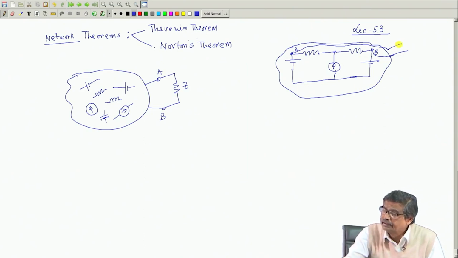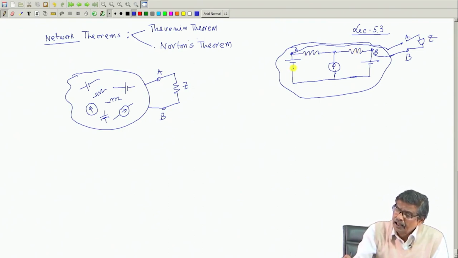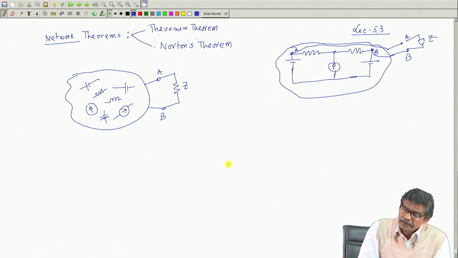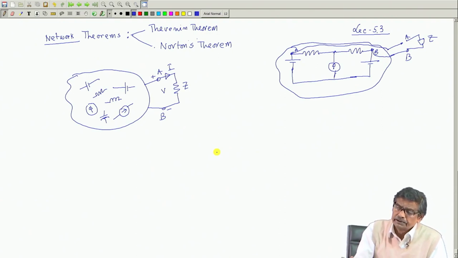This is the network and these are the points A and B, where I will connect an impedance Z. This could be RLC, etc. Suppose you connect this impedance, I am interested to know this current I, and the voltage across the load is, suppose, V. I can solve the network by applying the nodal method or mesh analysis, whatever it is, and get the currents.